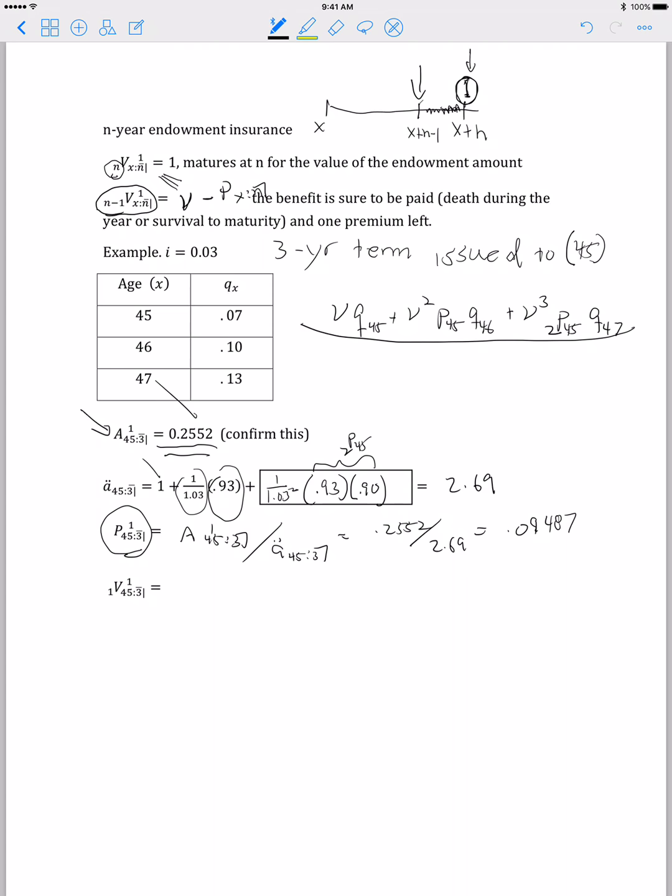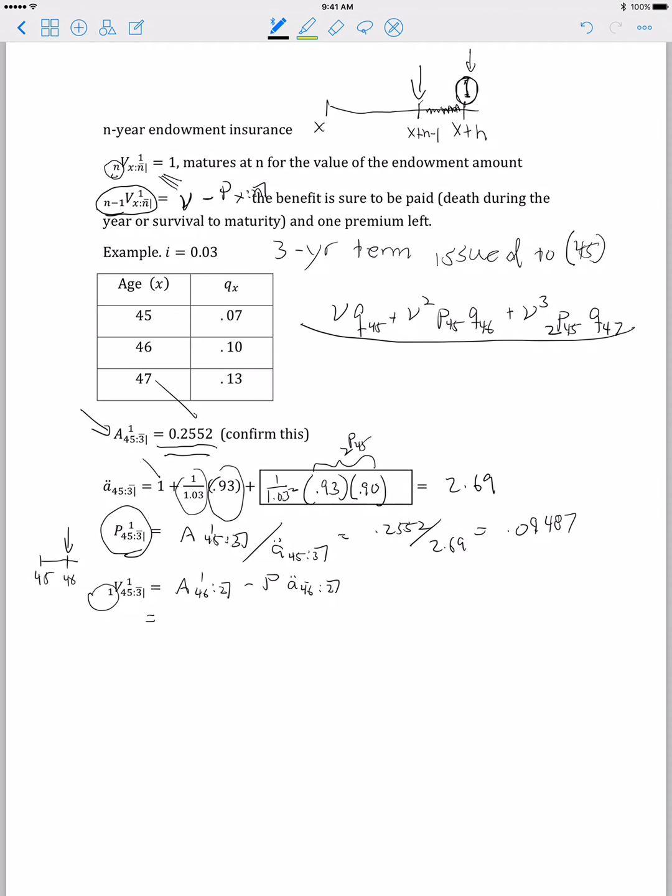Now I want to calculate my terminal reserve given I've survived to age 46. Right, that's what that means. This is the terminal reserve 1 year from issue. So it's the terminal reserve right here. So the actuarial present value of future benefits is just going to be 2-year term insurance issued to age 46, minus the level premium I just calculated times a 2-year temporary annuity due issued to 46.